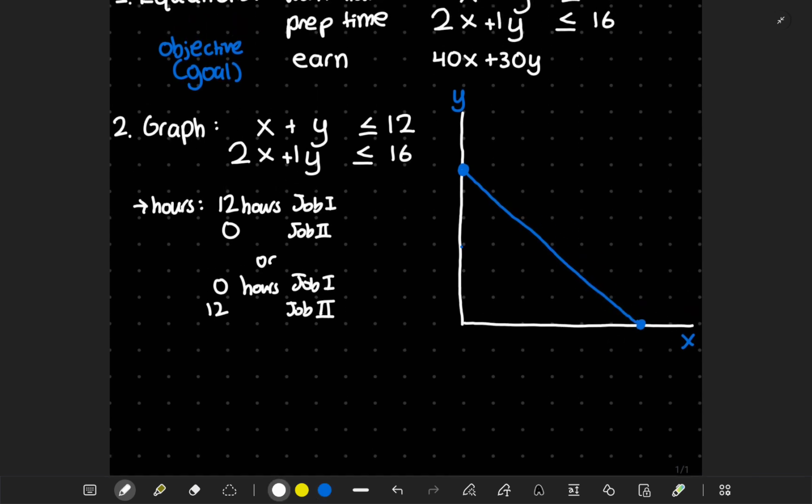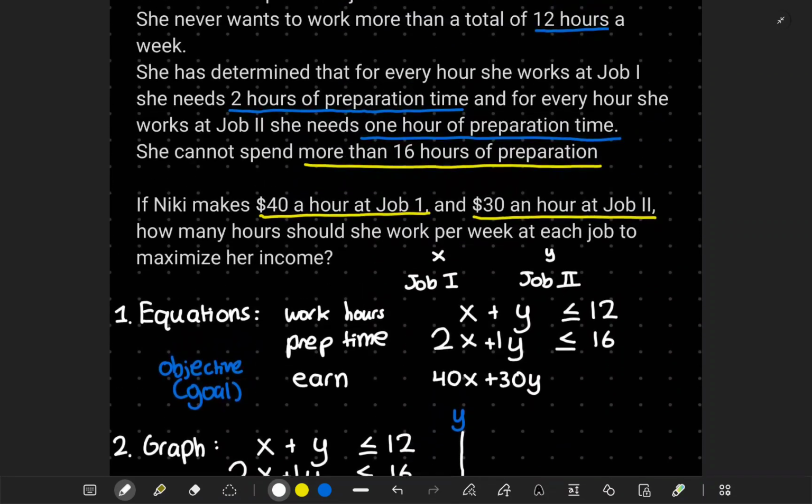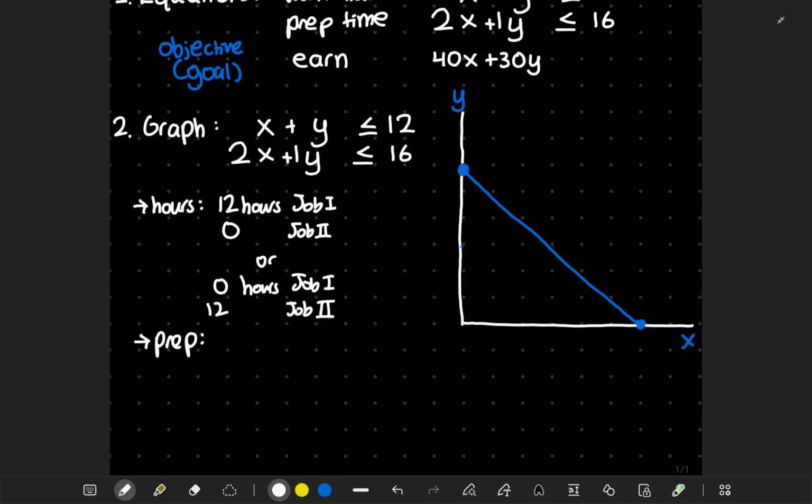Then we can consider the second equation, which is going to be the prep. In this case, we can see here for prep time, she needs 2 hours every hour for job 1. To find out how many hours that would be, we can say 16 divided by 2. That would give us 8 hours. So she would need 8 hours to prep for job 1. So 8 hours for job 1, 0 for job 2.